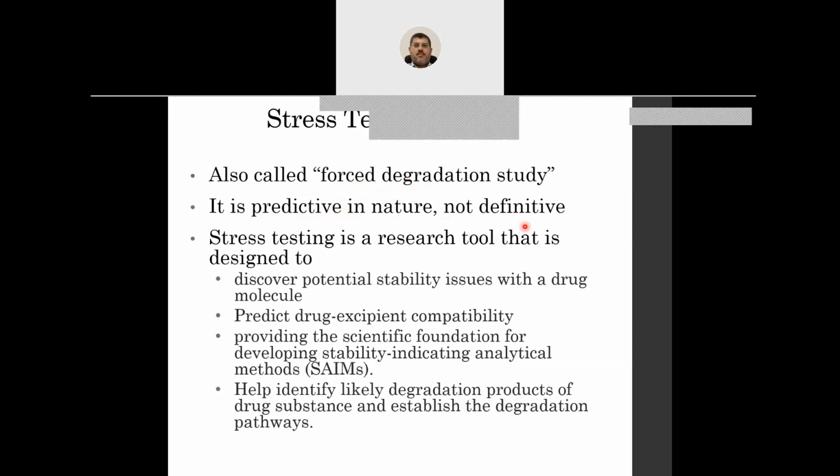It is just predictive in nature, not definitive, because reactions that occur at higher temperature may not occur at low temperature. Okay, why it is predictive, not definitive? Because not all the reactions that occur at higher temperatures will occur at low temperature. So maybe you have some estimation at high temperature, but once you store at the normal room temperature, you will not get the same results, because some of the reactions that will occur at 60 degrees may not occur at 25 or 30 degrees. Okay, the objective is to discover potential stability issues with drug molecule, predict drug excipient compatibility.